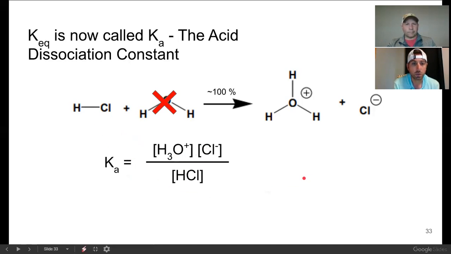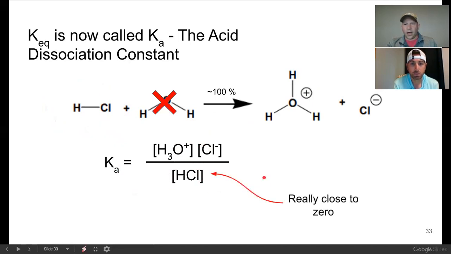Again, we only include aqueous solutions and gases. We know these are aqueous because they have a positive and negative charge. Any ions we're going to assume are in aqueous solution, so we're always going to include anything that's got a positive and negative charge. And we're always going to assume that the initial acid is also aqueous, so we can put that in there.